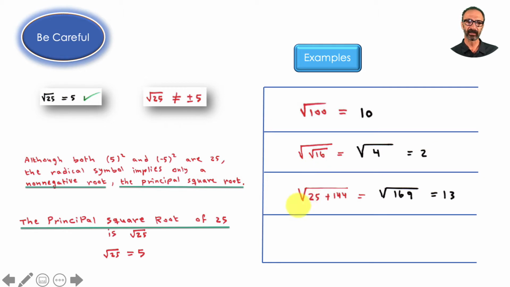Now I can't split the square root here to 25 and 144. It doesn't work this way. You have to work inside, then apply the square root, which is, as you could see, 13. Square root of 49 minus the square root of 81. Those are called perfect squares. Square root of 49 is 7. Square root of 81 is 9. 7 minus 9 is negative 2, and we're done.